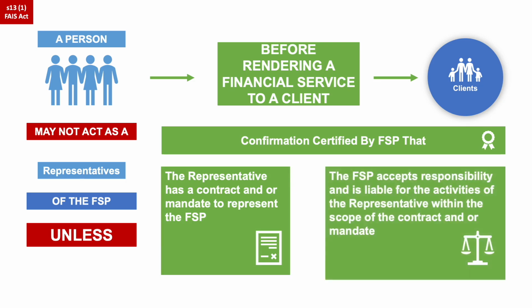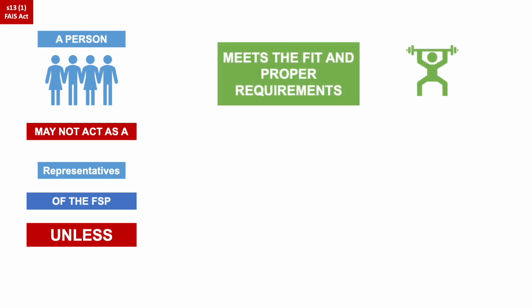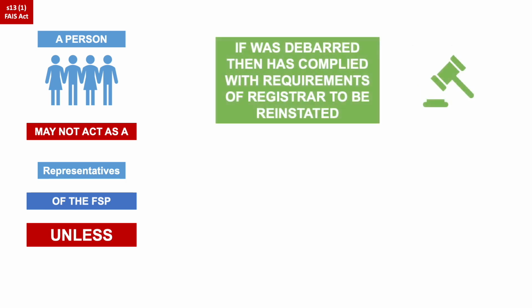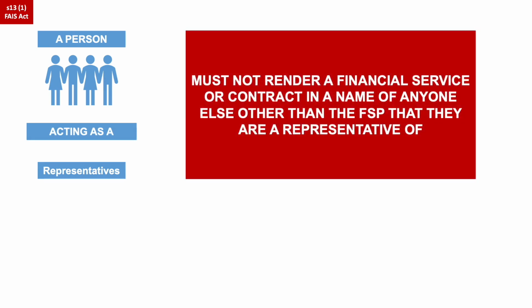The FSP accepts responsibility and is liable for the activities of the representative within the scope of the contract and/or mandate. A person may not act as a representative of the FSP unless the representative meets the fit and proper requirements. A person may not act as a representative of the FSP if he or she was debarred, unless he or she has complied with the requirements of the registrar to be reinstated. Remember that the registrar, commissioner, and authority are interchangeable concepts that all refer to the same body of the FSCA. A person acting as a representative must not render financial services or contract in the name of anyone else other than that of the FSP they are a representative of.